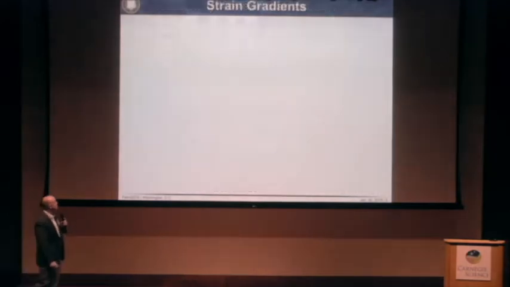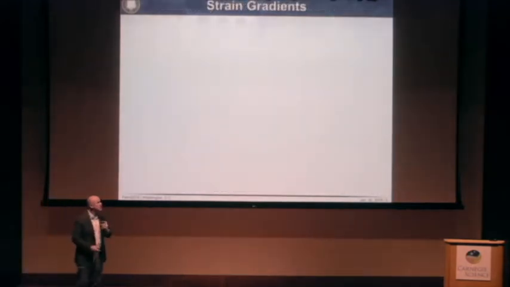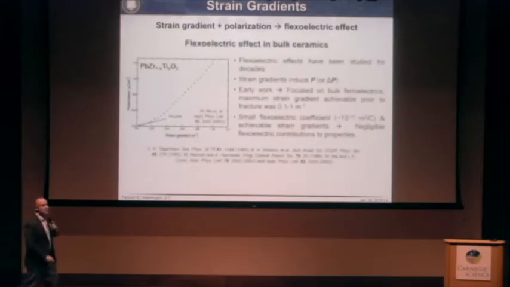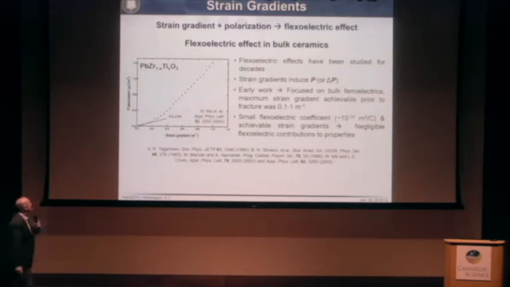and I'll give you a couple of examples of the interesting things that happen in these systems. So to motivate this, we don't need much background here, other than to say that if I combine a strain gradient with a polarization, I can have some sort of flexoelectric effect inside of materials. And this has been known for many years. In the bulk, there was lots of great work, and I am surely not referencing all of it here, just some of the highlights.